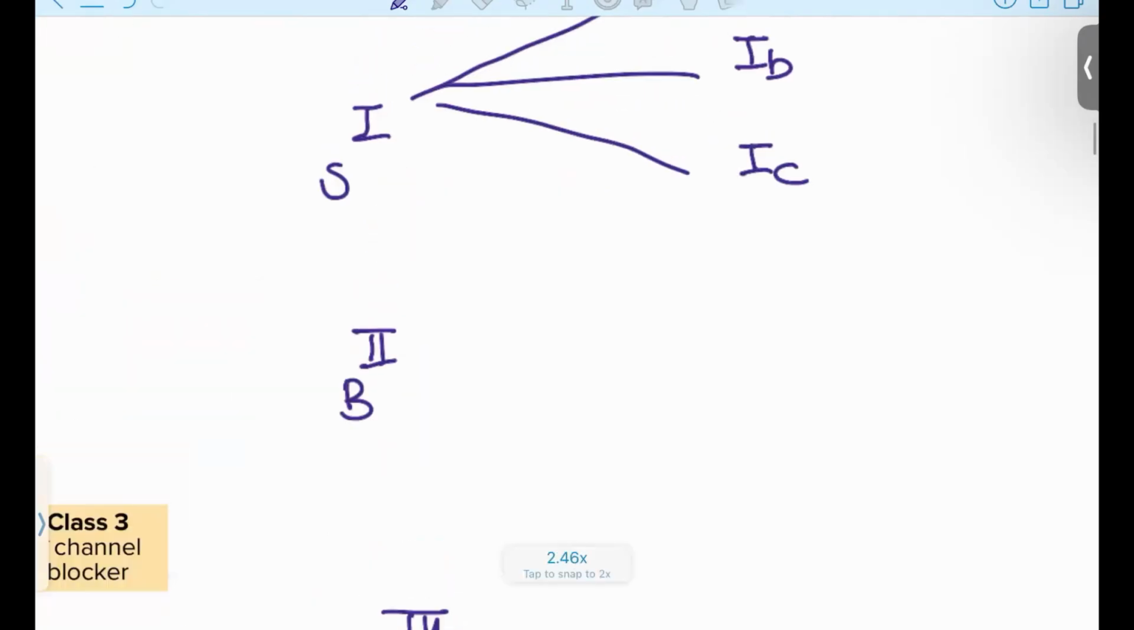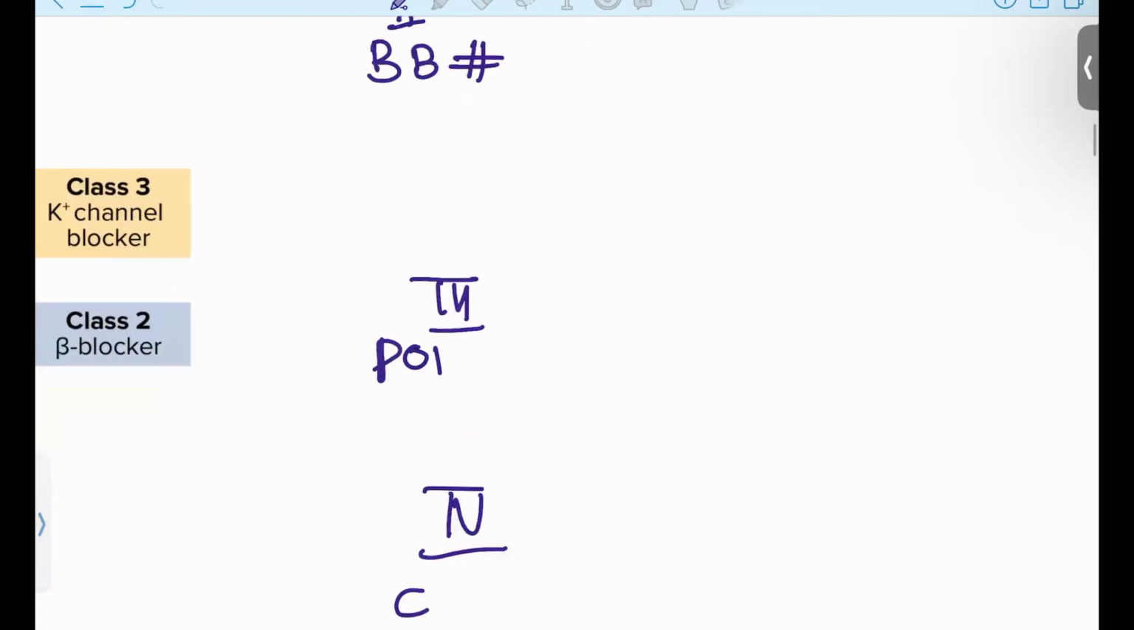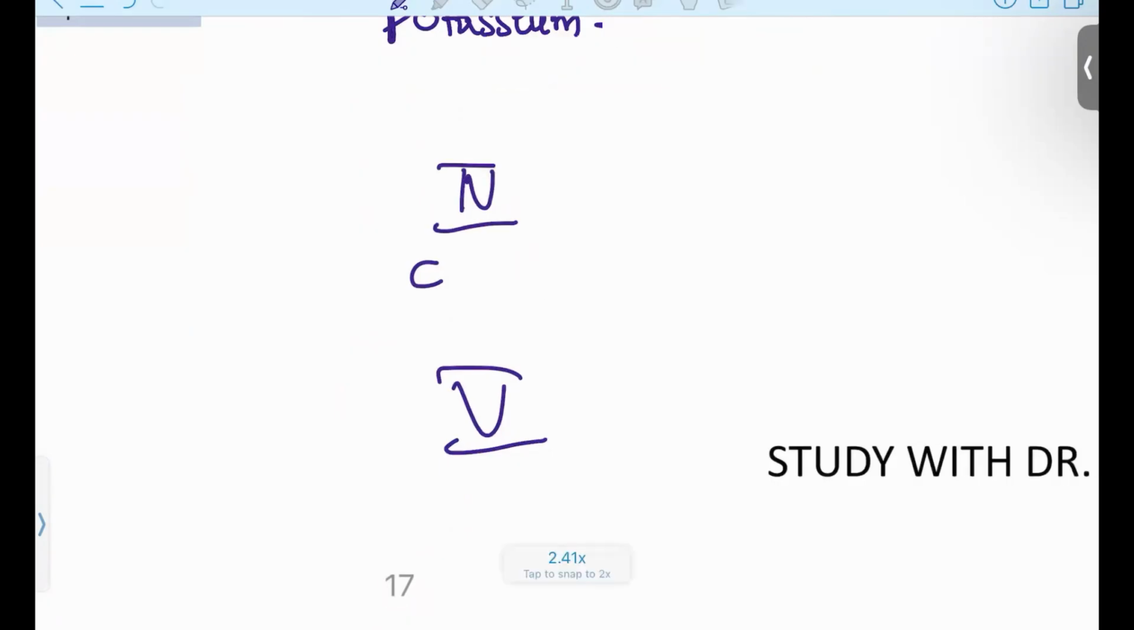So the first one is due to blockage of the sodium channel. It will block the sodium channel. The second blocks beta receptors, your beta blockers, and P is for potassium and C is for your CCB. And what is this fifth one? This is a miscellaneous drug. We will be discussing it last.